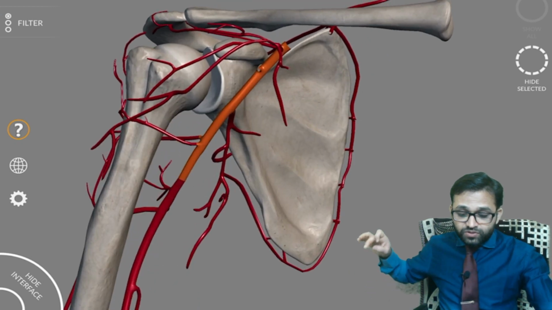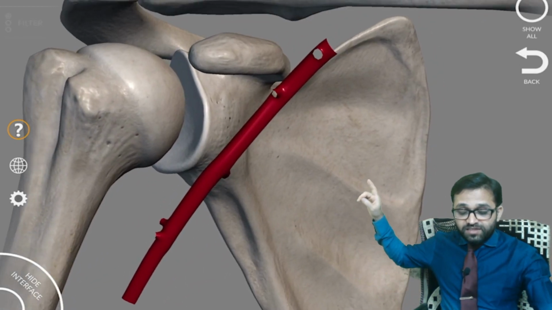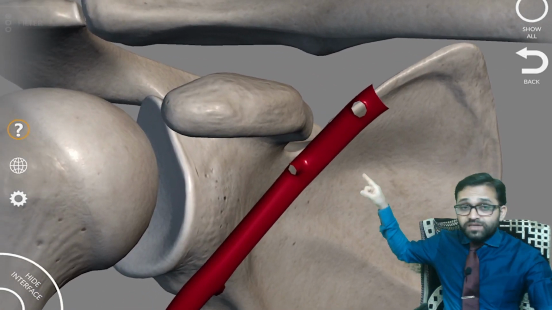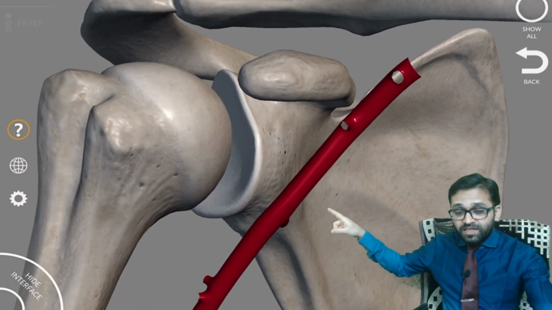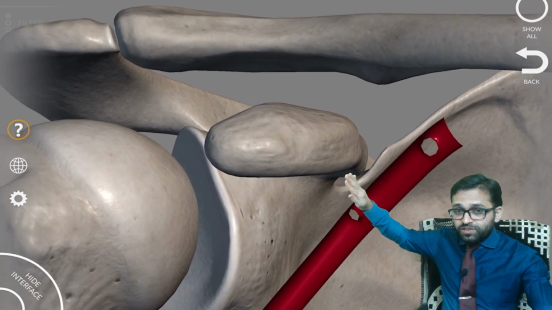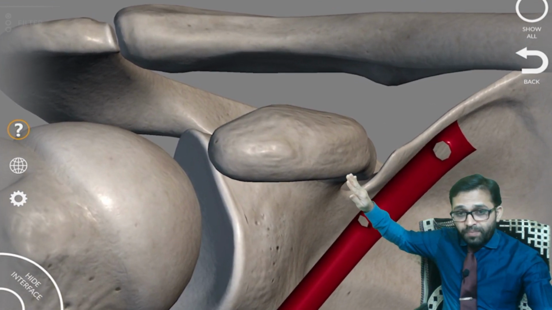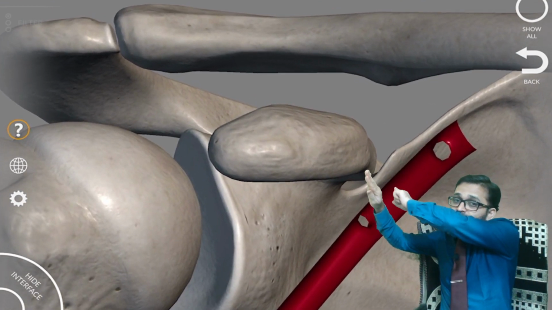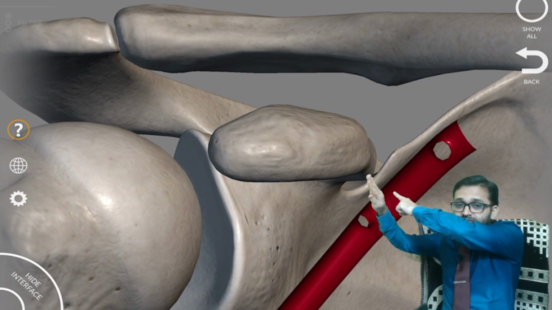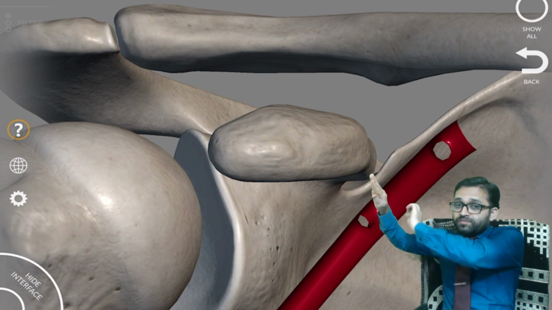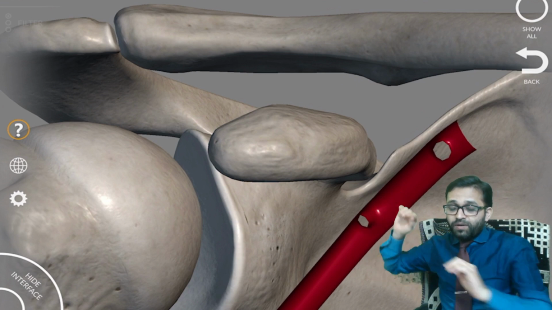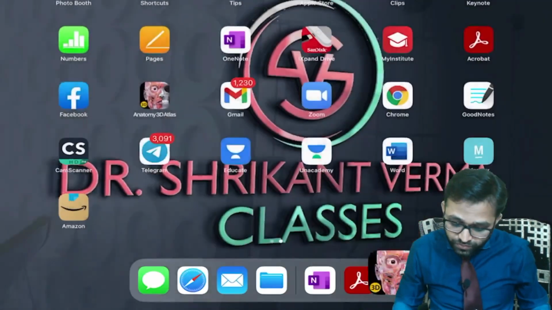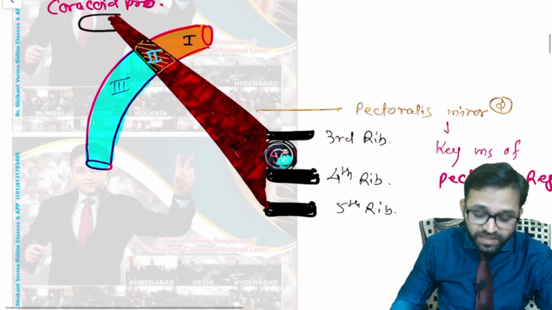Now we are looking at our axillary artery. This axillary artery is running below the clavicle, below the coracoid process, and then running in the axilla. And here is the position of our pectoralis minor. So above this pectoralis minor, this is the first part. Behind this pectoralis minor, second part, and below this pectoralis minor, third part. So easy. These are the three parts of the axillary artery.